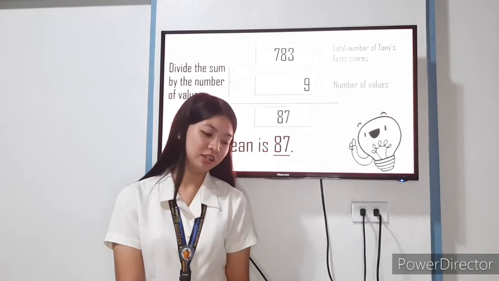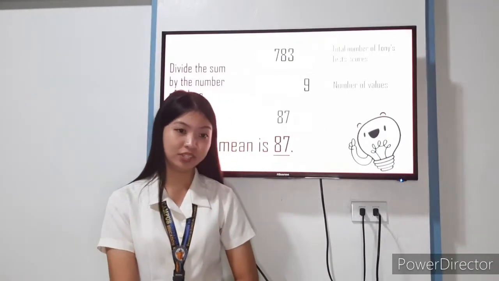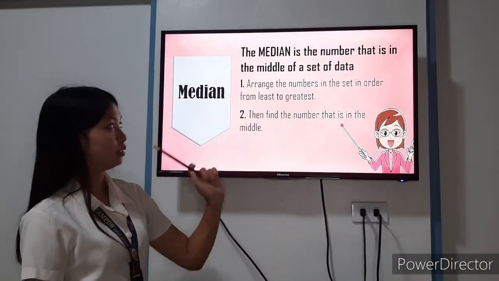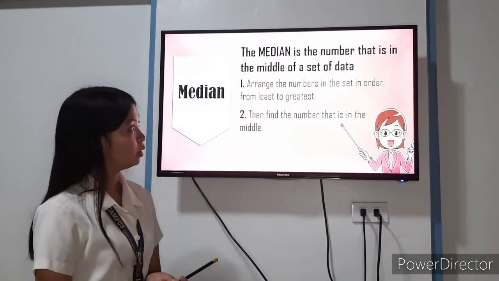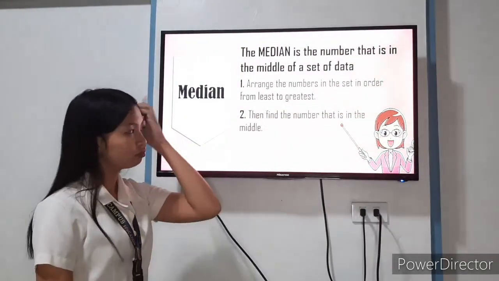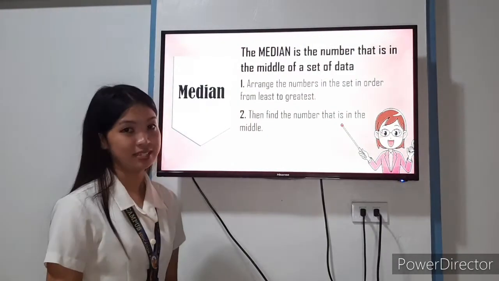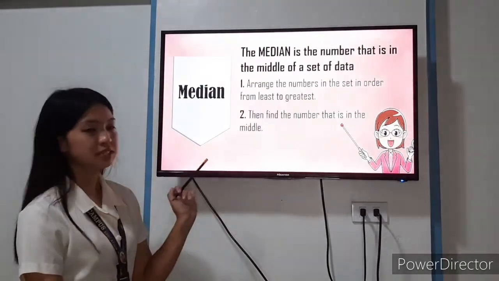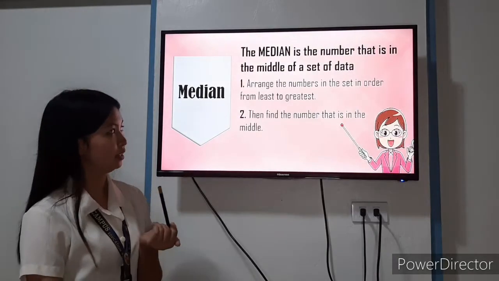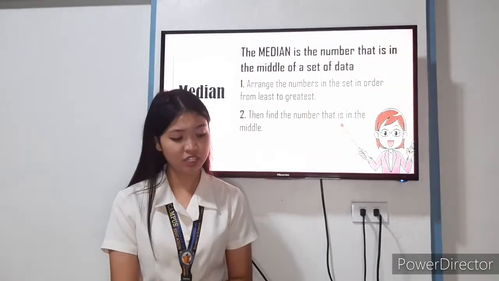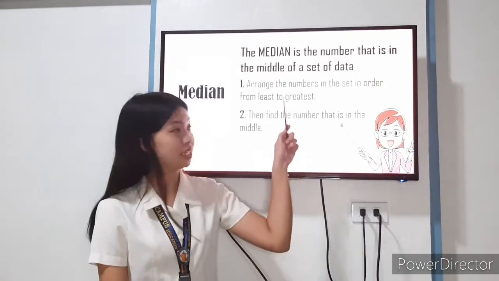Okay, no questions. Therefore, we can move on to the next M, which is the median. So, what is median? Median is the number that is in the middle part of a set of data. So, from the word median, mid, which means middle, right? So, the first step, we're going to arrange the numbers in the set in order from least to greatest. Unlike the mean, in median, we need to arrange it from least to greatest. Always remember this first step.